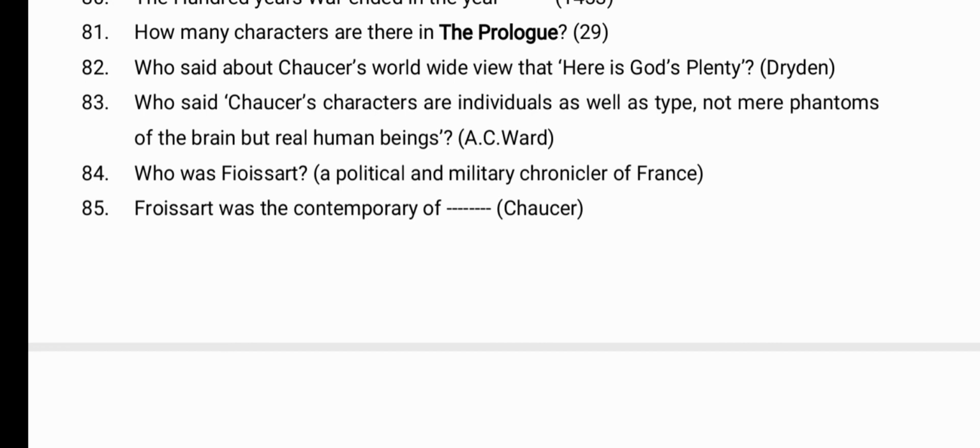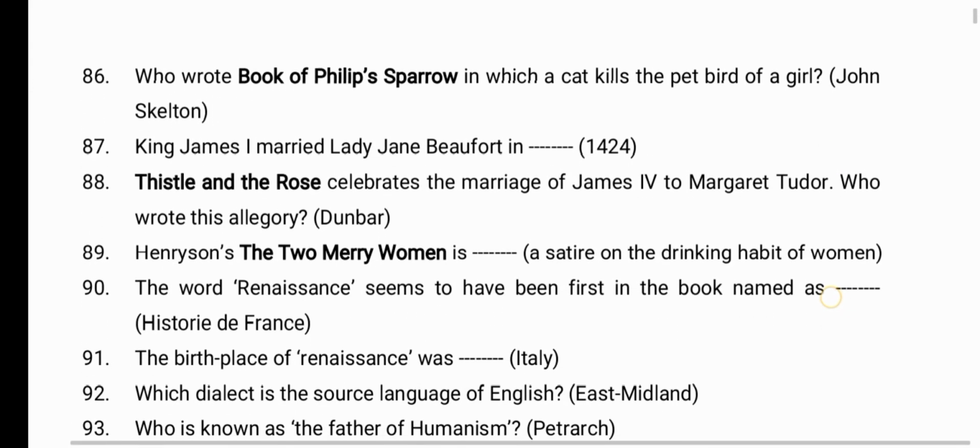A.C. Ward. Who was Froissart? Political and military chronicler of France. Froissart was a contemporary of Chaucer. Who wrote The Book of Philip Sparrow, in which a cat killed the pet bird of a girl? John Skelton. King James I married Lady Jane Beaufort in 1424. The Thistle and the Rose celebrates the marriage of James IV to Margaret Tudor. Who wrote this allegory? Dunbar. Henryson's The Two Merry Women is a satire on the drinking habit of women.